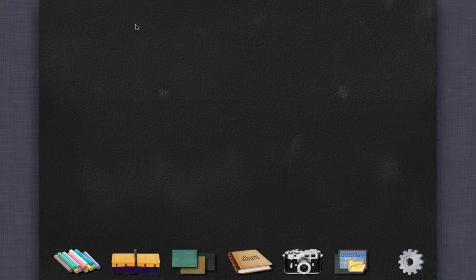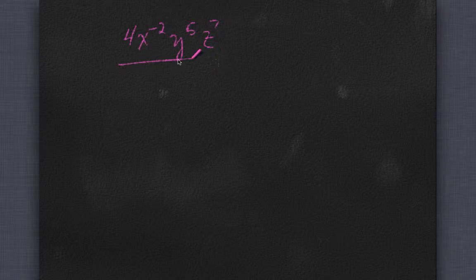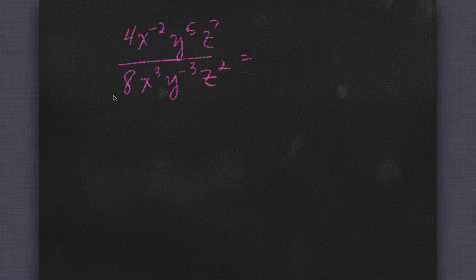So if I have a mess of things, say, 4x to the negative 2, y to the 5, z to the 7, over 8, x cubed, y to the negative 3, z to the 2. What I would do in this case is just do the subtraction like you always have. So the rule is a to the m over a to the n is a to the m minus n. I feel like probably somewhere in your book there's a general exponent rules, but I'll try to find one and upload it as a document for you.